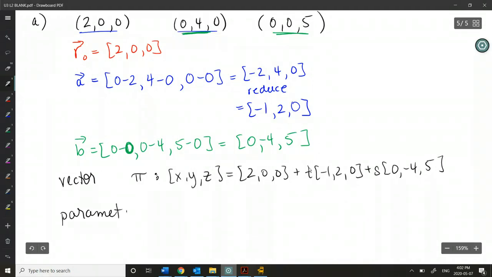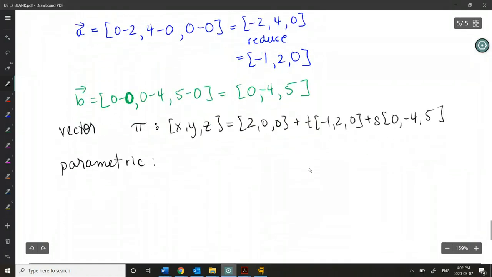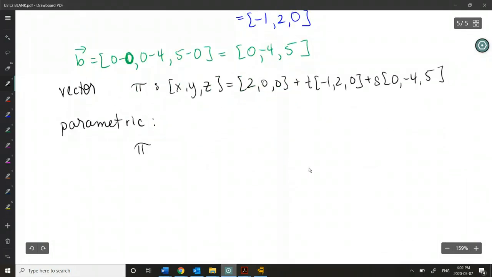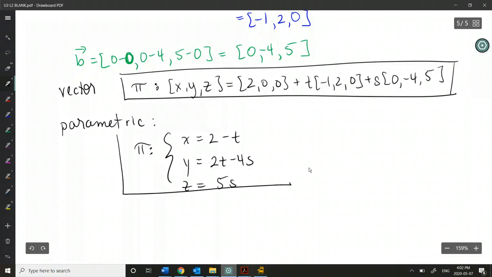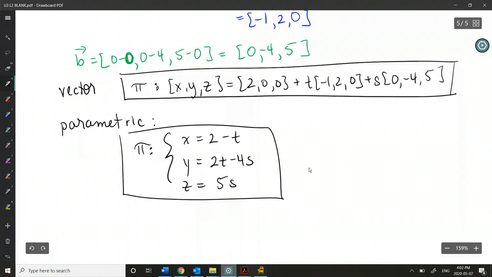Okay, and then we're also tasked with finding parametric, so we're just going to simplify or separate this out into our three components. So x, y, and z. Okay, so there's our vector, and there's our parametric.